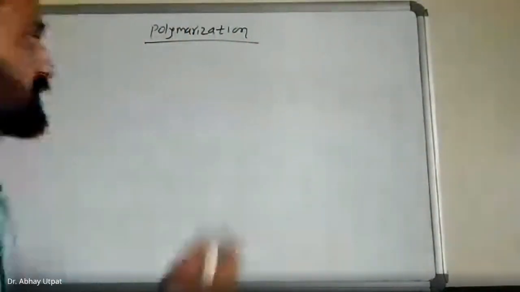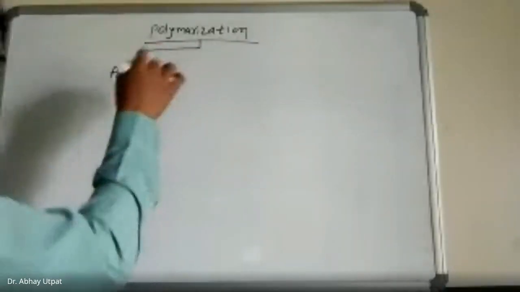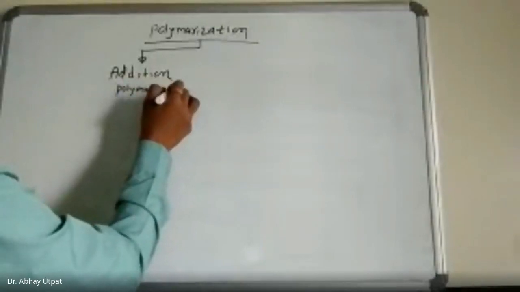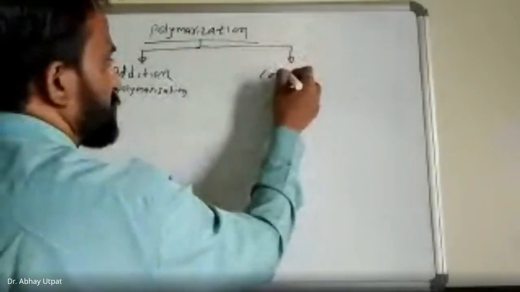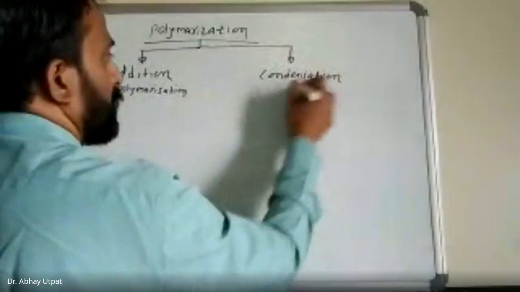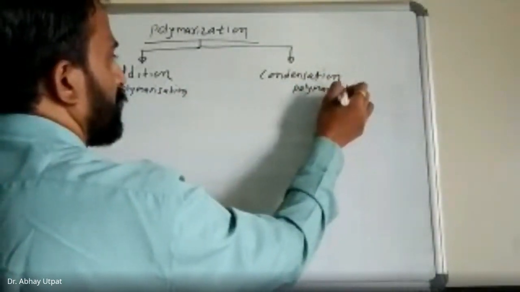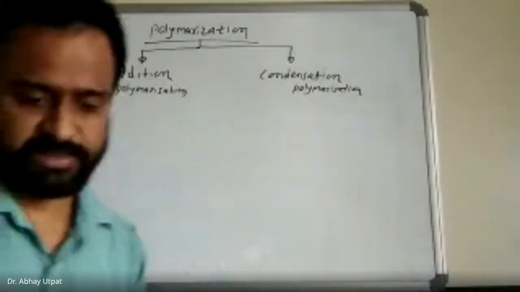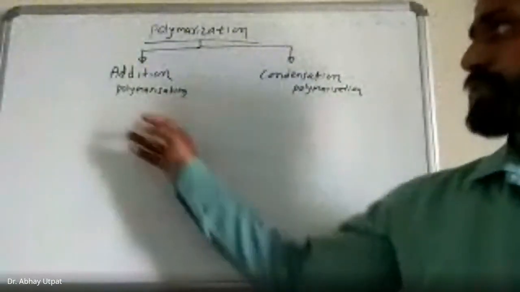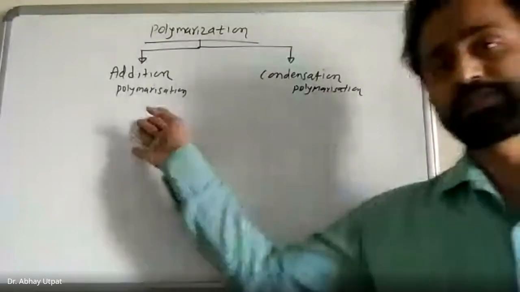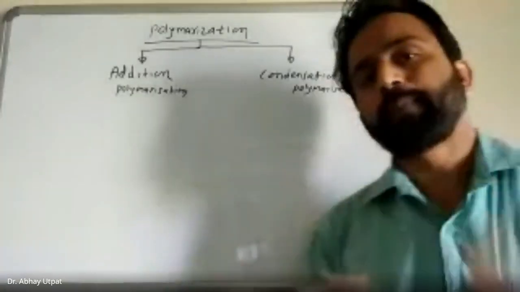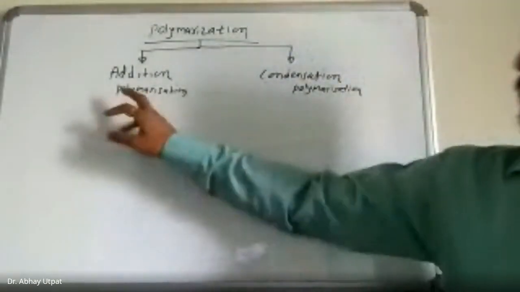Now there are two types of polymerization. Draw this classification. One is addition polymerization. Second is condensation polymerization. What is the meaning of addition polymerization and condensation polymerization? Addition polymerization gives thermoplastics and condensation polymerization gives thermosets. Condensation polymerization gives H2O as a byproduct, whereas addition polymerization will not give any byproduct.